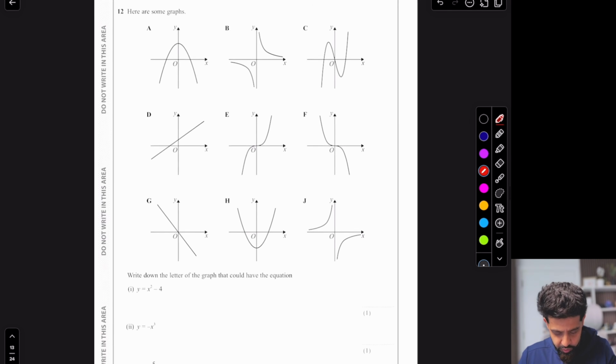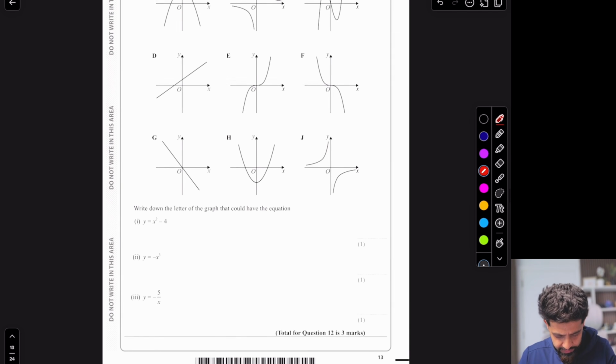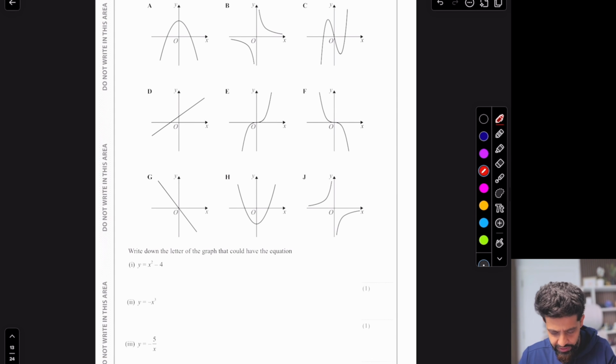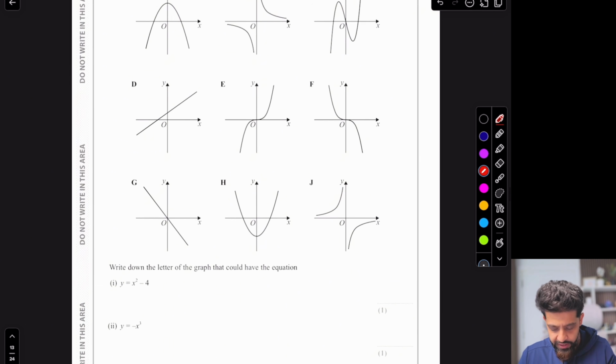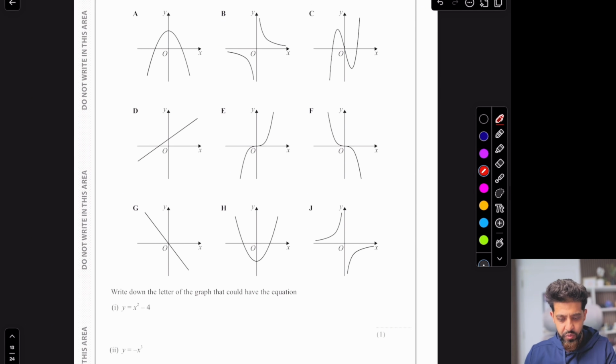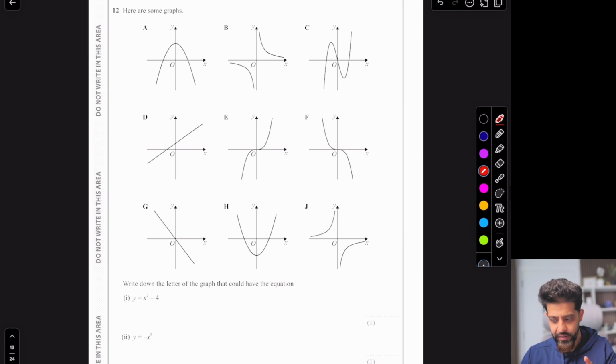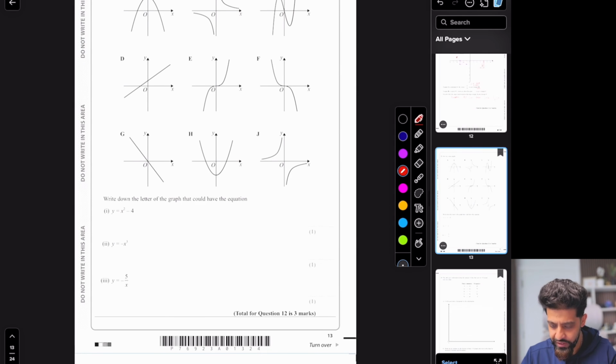Okay, question number 12. We have some graphs and we have to write down the letter that could have this equation. Now, I just did this the other week with one of my groups. I say to them, learn the graphs. You should know the shapes of all the graphs. So very quickly, I'll do that quick lesson for you.